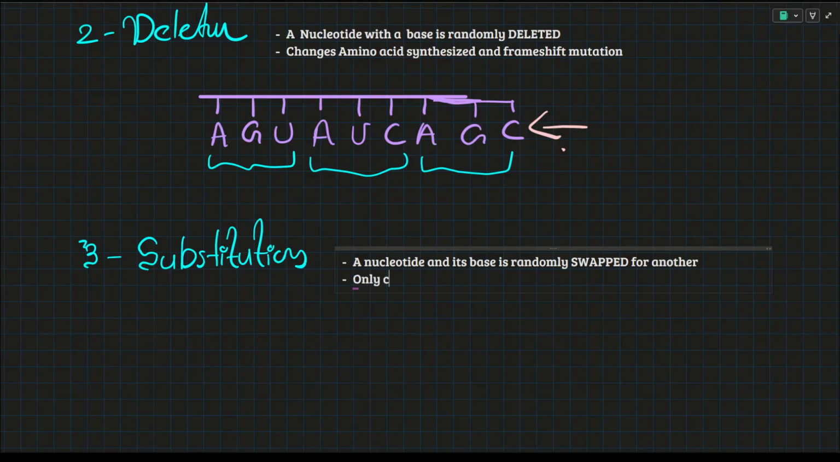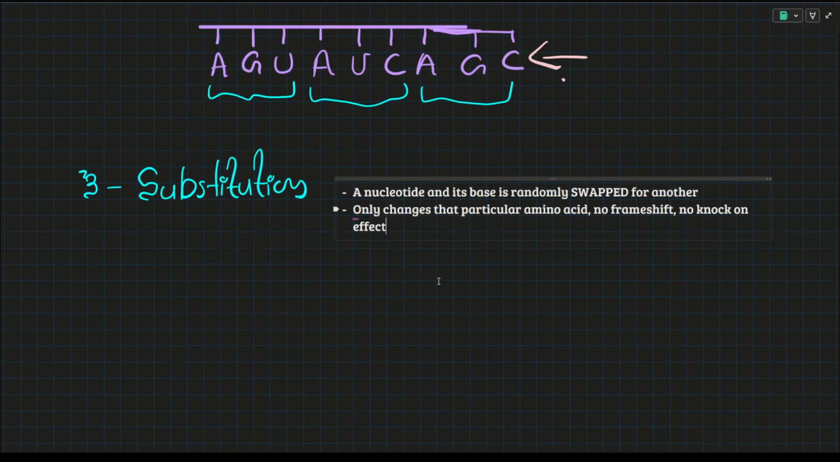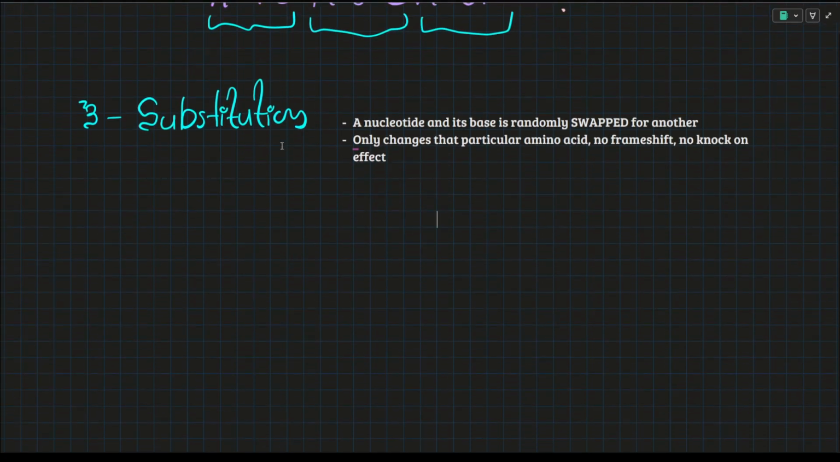Now, here's the interesting part of this. Just one thing is swapped, so we're not inserting anything, we're not deleting anything. So there are no frame shift mutations. I'll explain this using a small diagram in a bit. This will only change that particular amino acid. No frame shift occurs, and there's no knock-on effect on the entire growing polypeptide chain. And these can come in three specific kinds. Substitutions can occur in three specific ways.